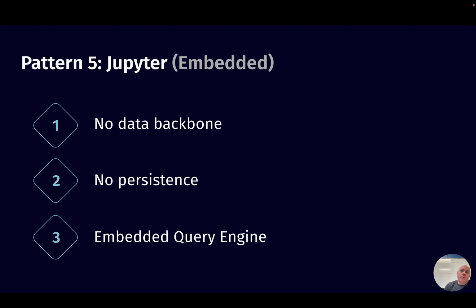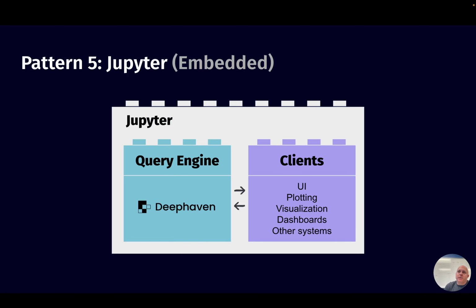So in pattern 5, we are going to look at Jupyter in the simplest case. We're going to have no data backbone, no persistence, and we're going to embed the query engine directly into Jupyter. So that would look like this. You have Jupyter, you have the query engine running inside Jupyter, and then you have your clients running inside Jupyter. And in this case, your clients are the GUI widgets that are going to display tables, plots, and other real-time data.